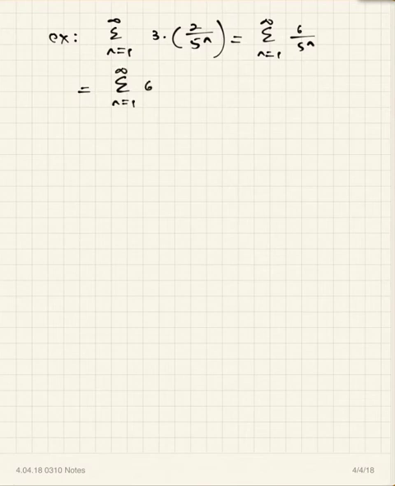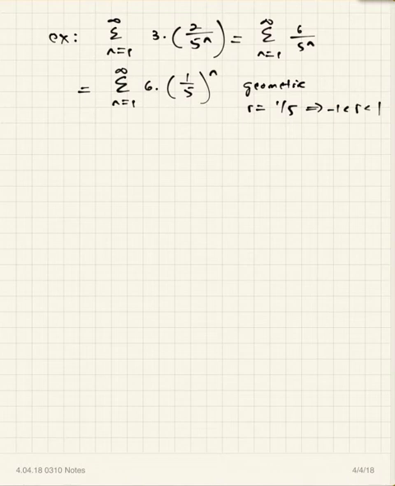And so you could factor out the 6 there, and this would be 6 times 1 over 5 to the nth power. And so there is a nicer form for the nth term here for this geometric series. So this series is geometric. The r value is 1/5. R is between -1 and 1. And so this series converges.